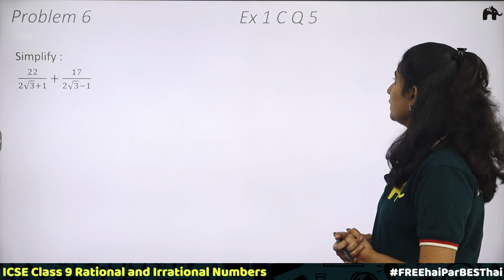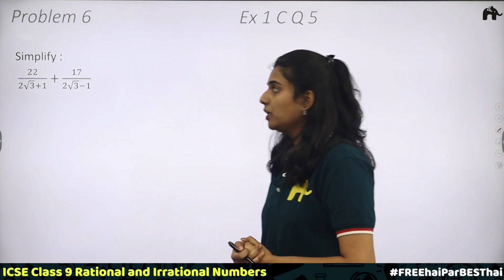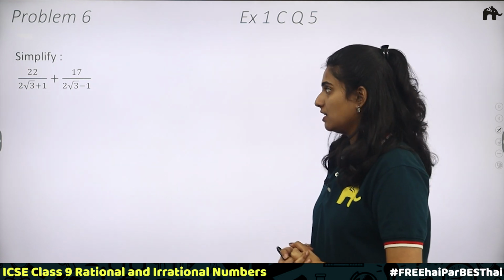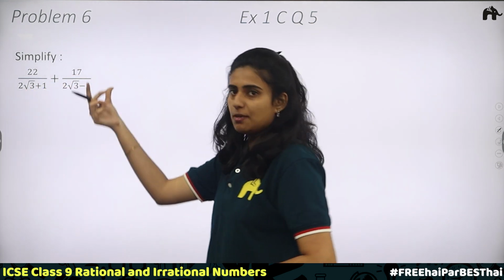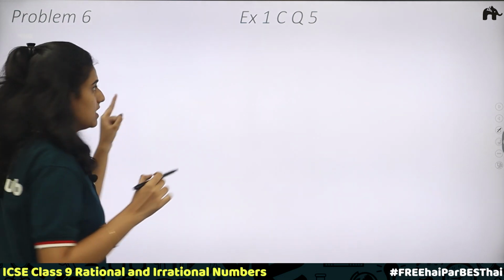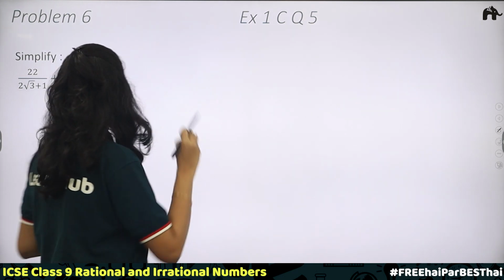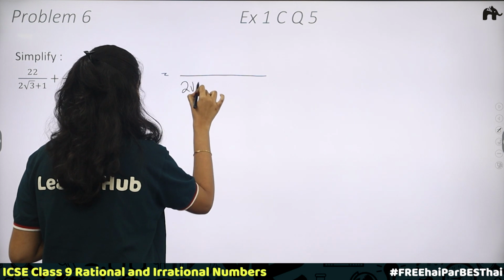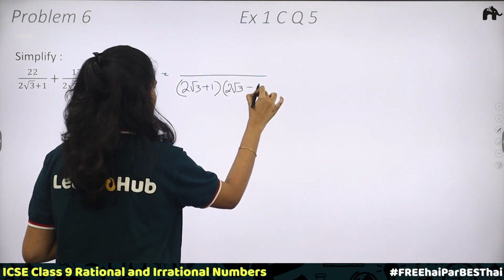Problem number 6, question 5 of exercise 1C, simplify 22 divided by 2 root 3 plus 1 plus 17 divided by 2 root 3 minus 1. So, we have to consider the denominators of both these terms and take the LCM of them. So, here we have 2 root 3 plus 1 and 2 root 3 minus 1. Then what will be the LCM? LCM will be 2 root 3 plus 1 into 2 root 3 minus 1. So, this can be written as denominator is 2 root 3 plus 1 into 2 root 3 minus 1.